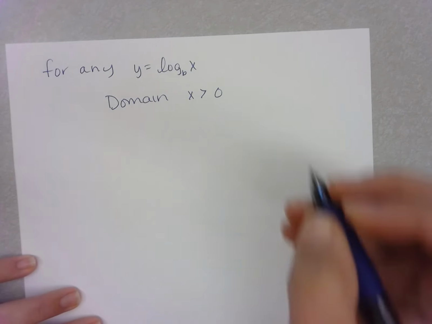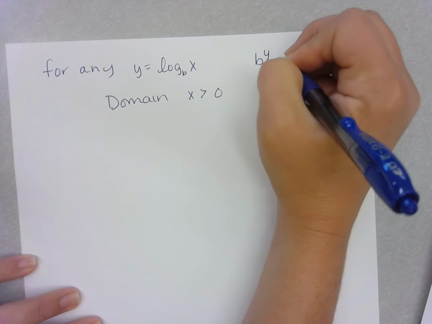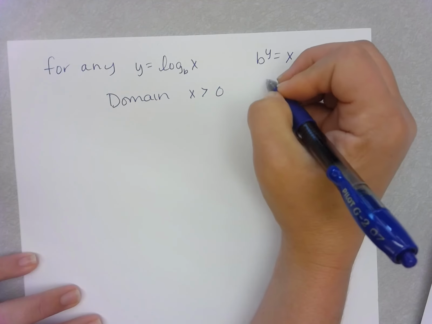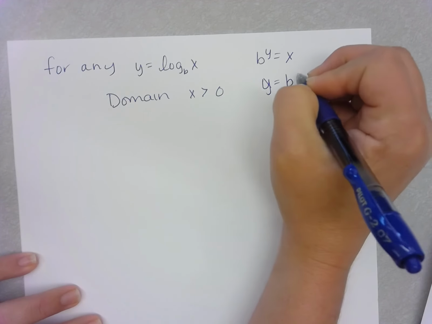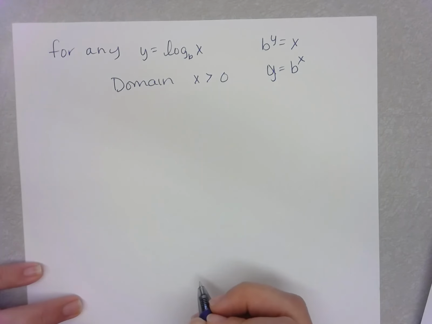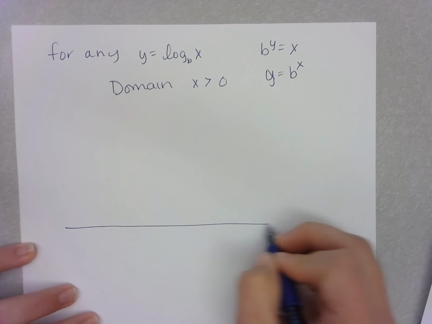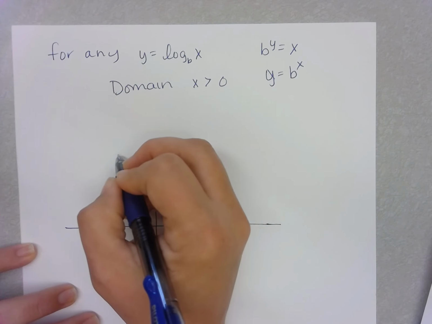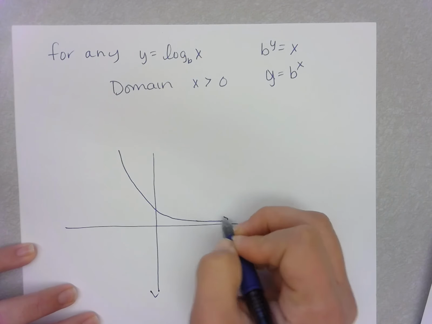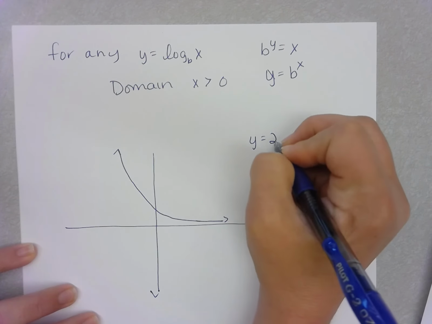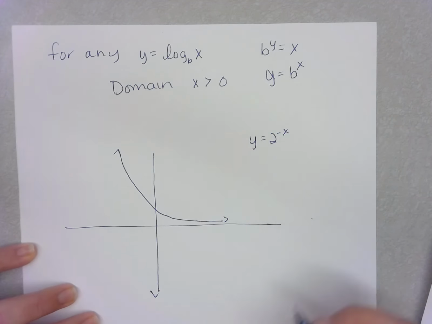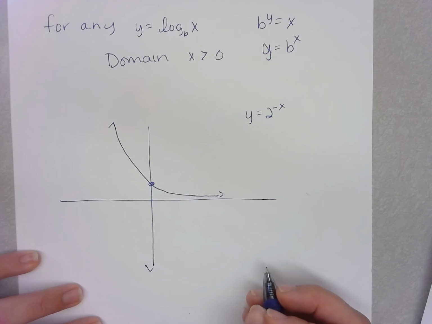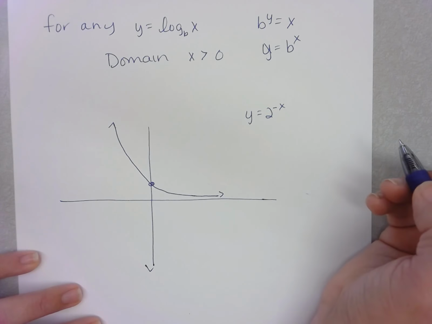Now this makes sense because this is the inverse of b to the y equals x. Or actually, this would be y equals b to the x. So these things are inverses of each other. And y equals b to the x, normally, if we think of the domain, if I just use b as a positive base, like if this were y equals 2 to the x, actually this would be 2 to the negative x because of the way I've drawn it. So let's say that this is y equals 2 to the negative x. I can get it out here.